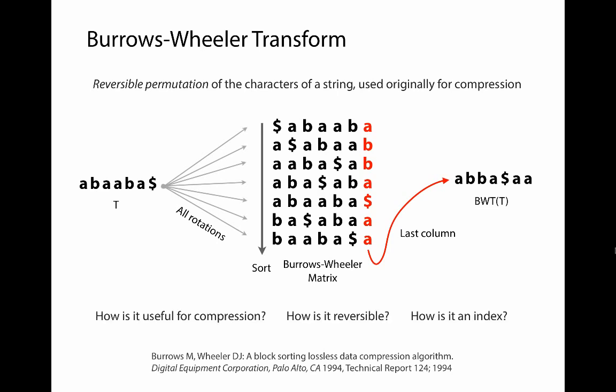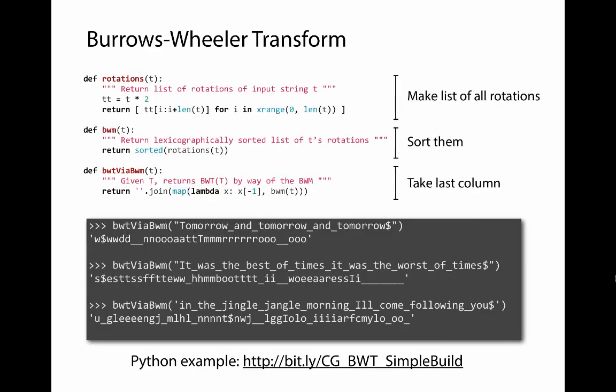Now, there are a lot of questions that we need to answer about this. I've shown you the transform going in the forward direction. In other words, we took a string and we found its transform. I told you that it was originally developed for compression, and I don't think it's obvious yet exactly how you can use this for compression. I've also told you that it's reversible, but it's not obvious how you would get from this string back to the original string. And at the beginning, I said we're ultimately going to use this to build an index, like a suffix tree or a suffix array. It's also not clear how we would use it for that purpose, so I'm going to be making all those things clear.